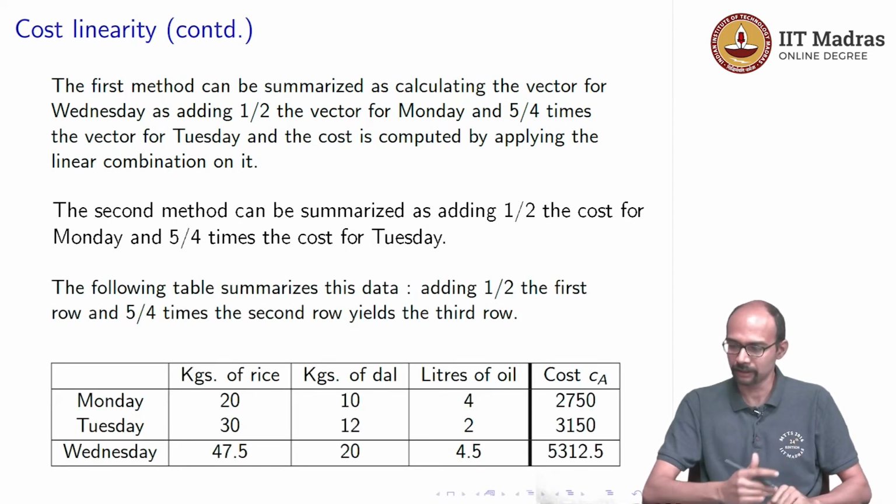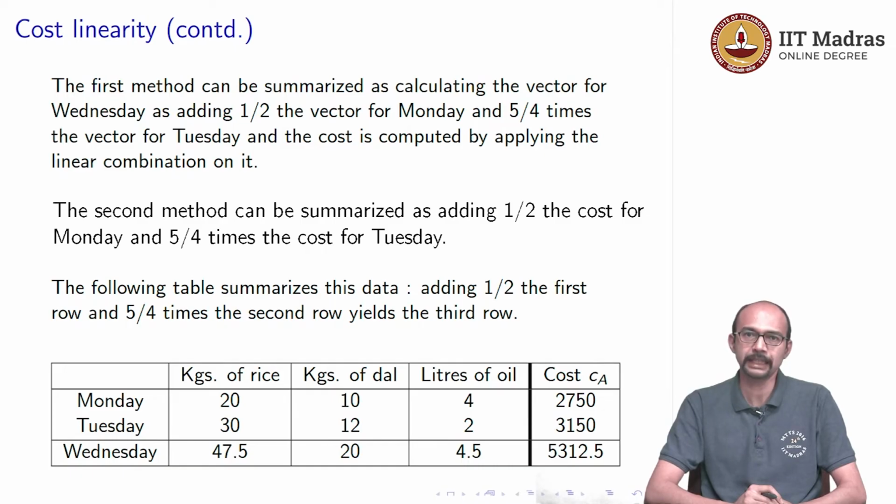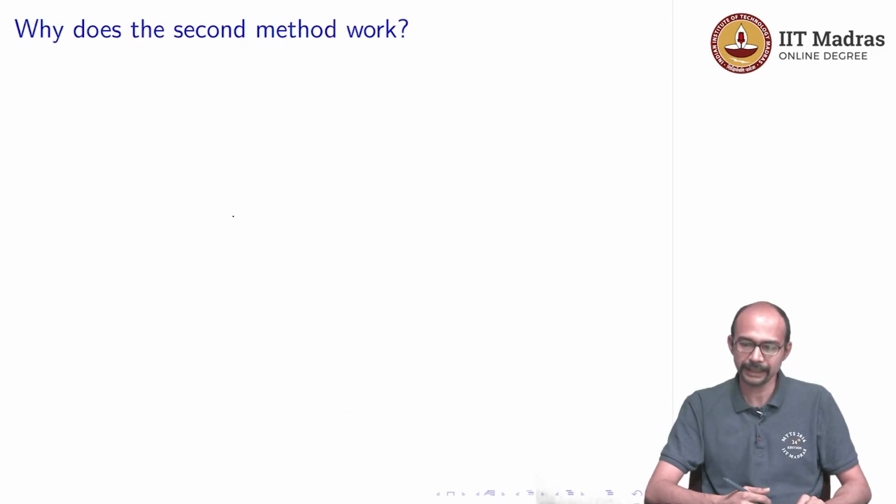Okay, so I will summarize this in this table. These are the quantities of rice, dal and oil that we require on Monday, Tuesday and Wednesday respectively, and we see that the third row is obtained as half times the first row plus 5 by 4 times the second row, right. And this is where linearity is coming in. Okay, so now I've converted whatever I've done before to a sort of vector problem. Okay, so let's now understand why does the second method work.